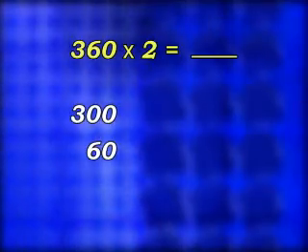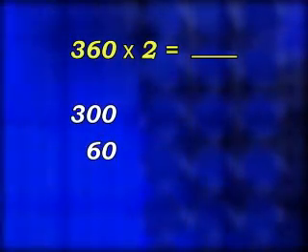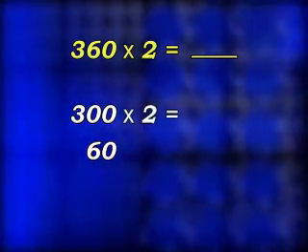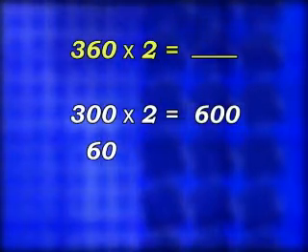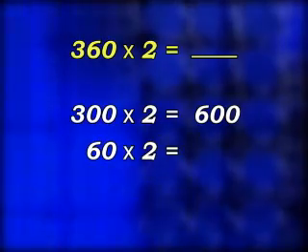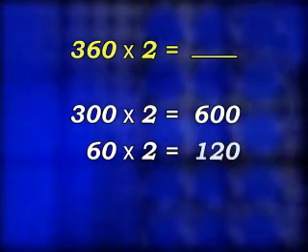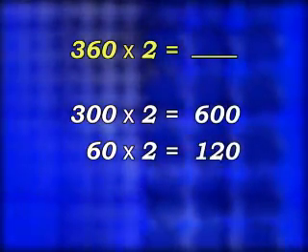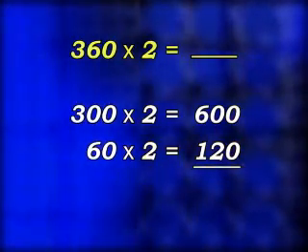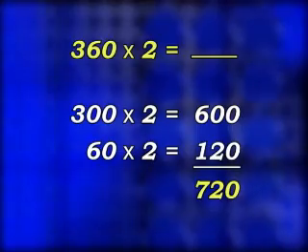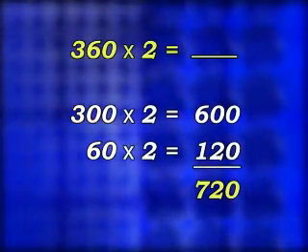360. So let's first multiply 300 by 2. That makes 600. And then we multiply 60 by 2. That makes 120. If we add them together, we get 720. We get the same number as we got before.